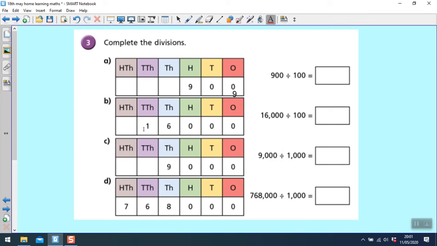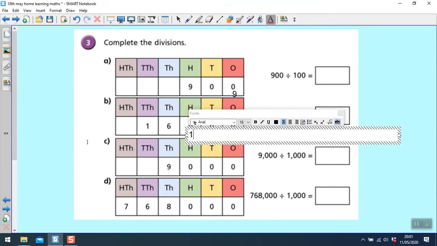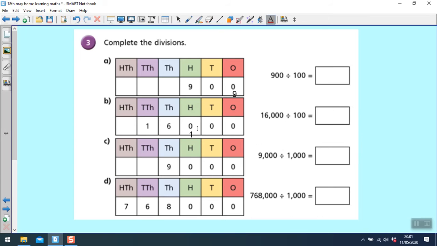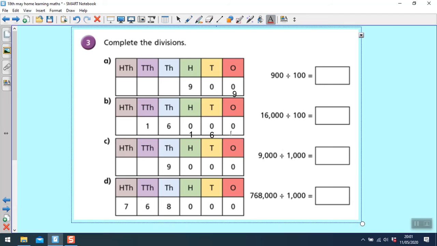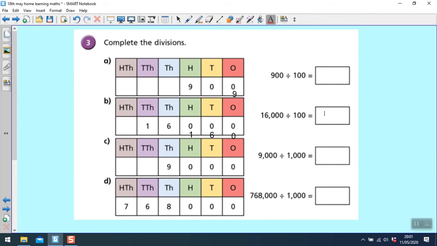So 16,000, moving it 2 places, that's going to be 100. And the 6,000 is going to move 2 places, that's going to be 6 tens. And we need just 1 zero as a placeholder. So it's 160.